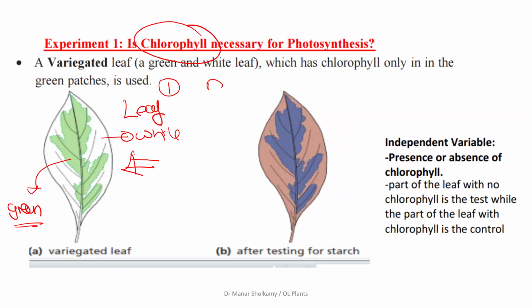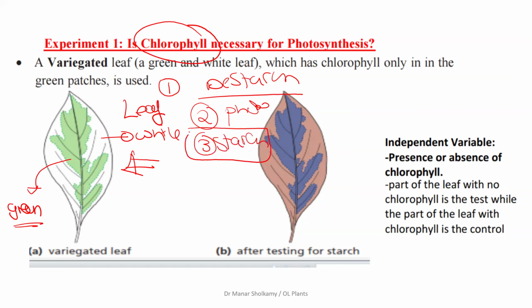So I'm going to choose a leaf. Number 1, I'm going to destarch it. Don't forget this, please. It's just a sentence, but it makes a big difference. I have to destarch it. I will put this leaf in a dark cupboard for 2 to 3 days to remove the starch. Step number 2, I'm going to carry out my experiment. I'm going to put it in the sun because I want it to photosynthesize. Step number 3, I will test for the presence of starch.